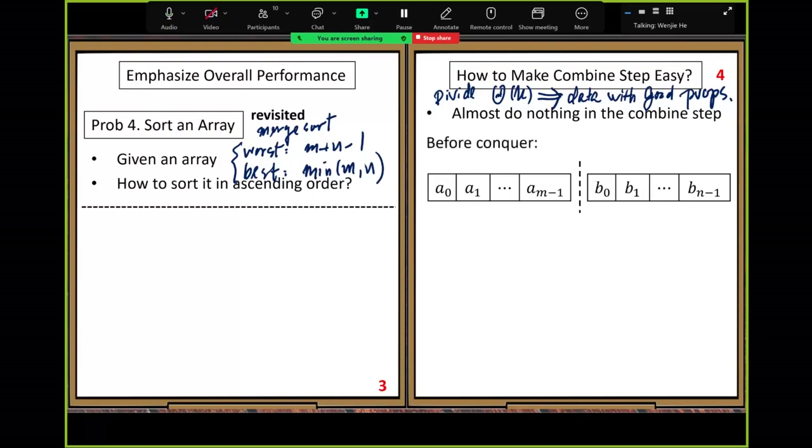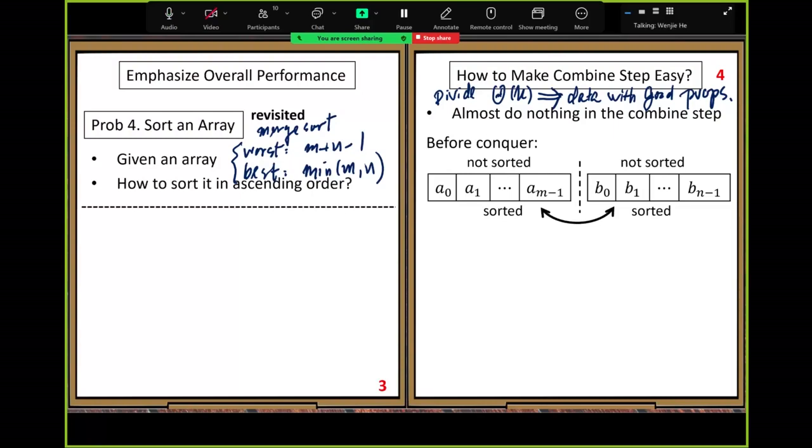Before conquer, each subarray is not sorted, but after conquer, they are both sorted. So we can assume they are both ordered when we combine them. The easiest way to combine two ordered arrays is to put them together without any comparison.